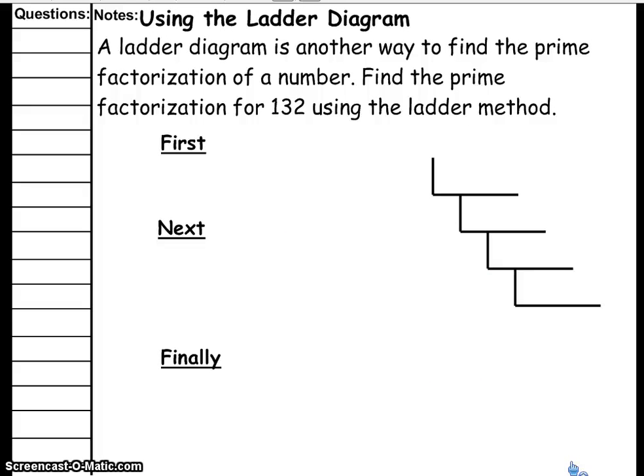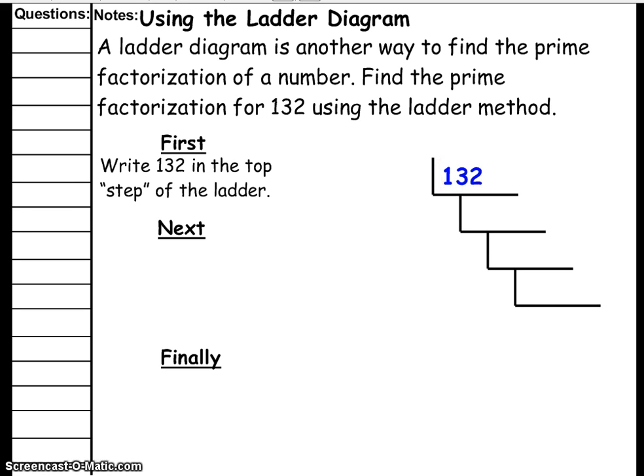Here's another method that we use to find prime factorization of numbers. This method is called the ladder diagram. It's another way to find prime factorizations of a number. So here we're going to find the prime factorization of 132 using the ladder method. So the first thing we're going to do is write 132 on the top step of the ladder. Now that we have 132 on the top ladder, what you want to do is write a prime number for 132 on the outside of the first step.